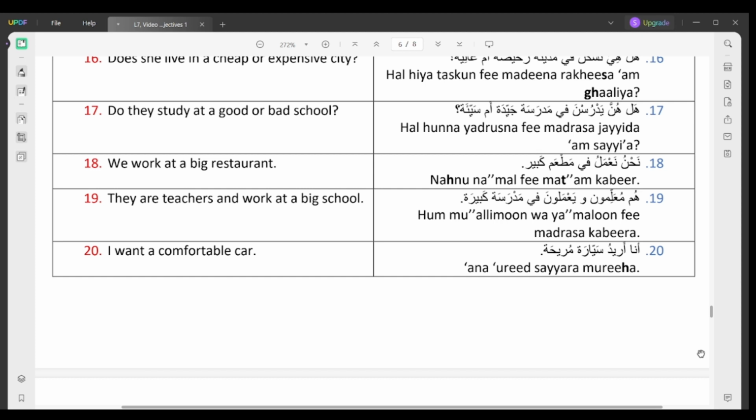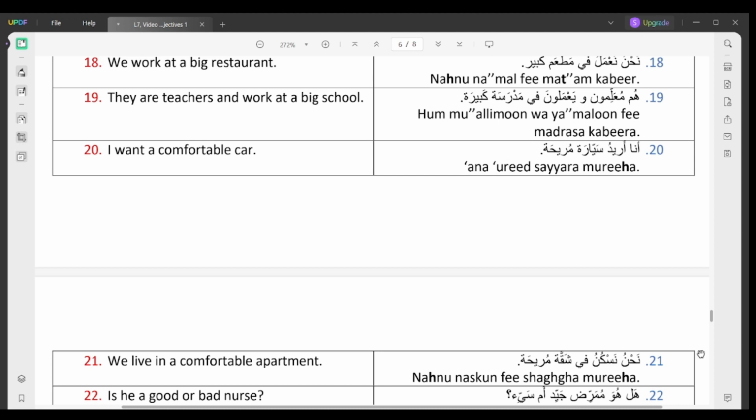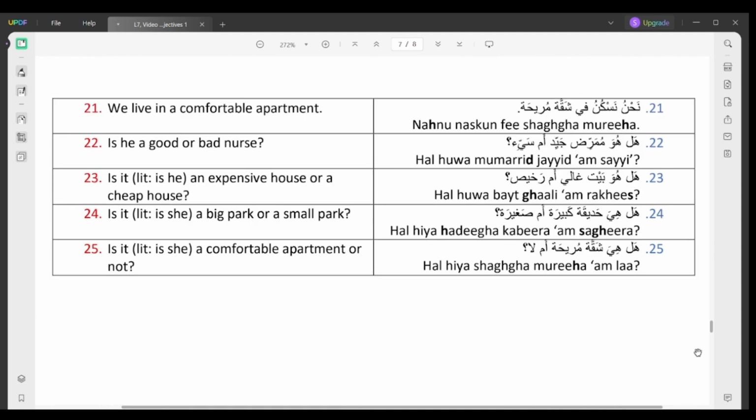Number 19, they are teachers and work at a big school. Number 20, I want a comfortable car. Number 21, we live in a comfortable apartment.